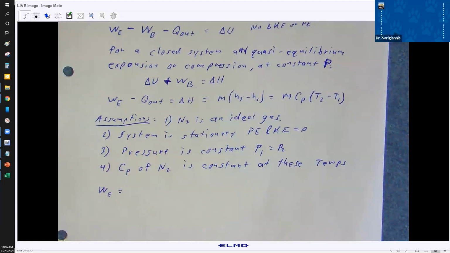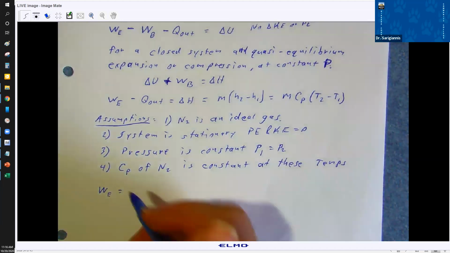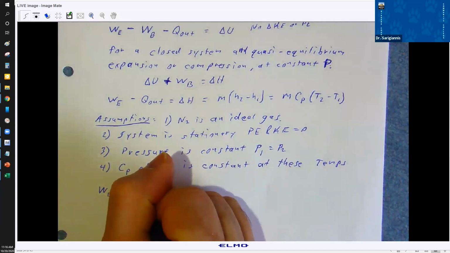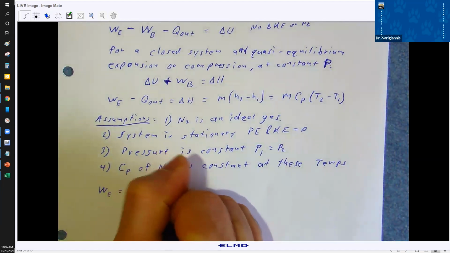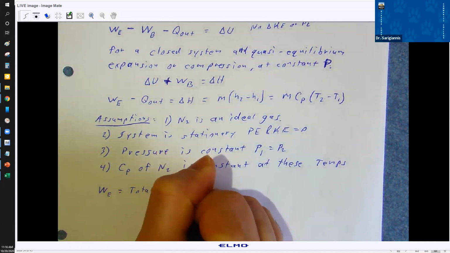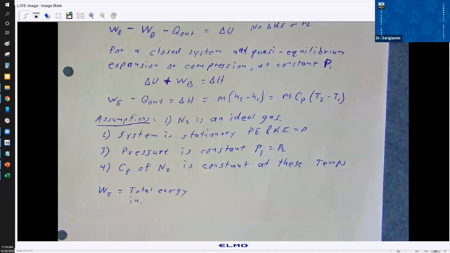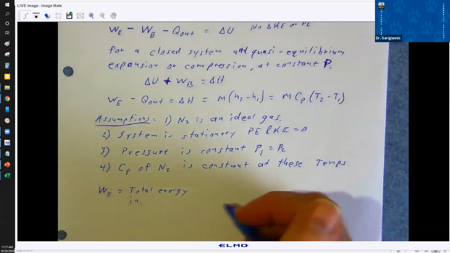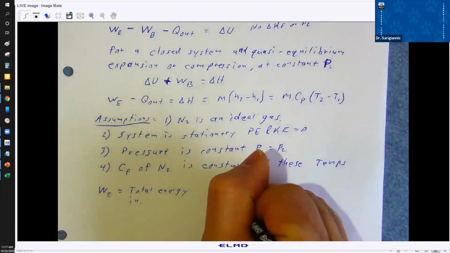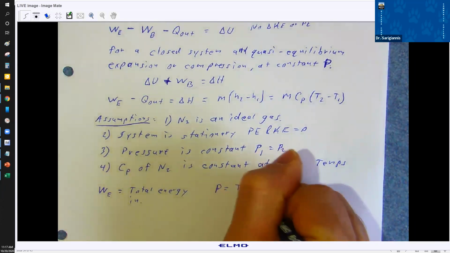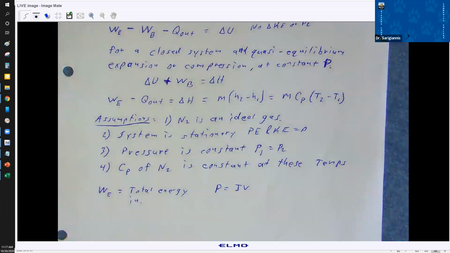So the work is basically energy, right? Work in is total energy in. Now, what are we given? We're given current and voltage. And what we know about current and voltage is power is current times voltage, right?